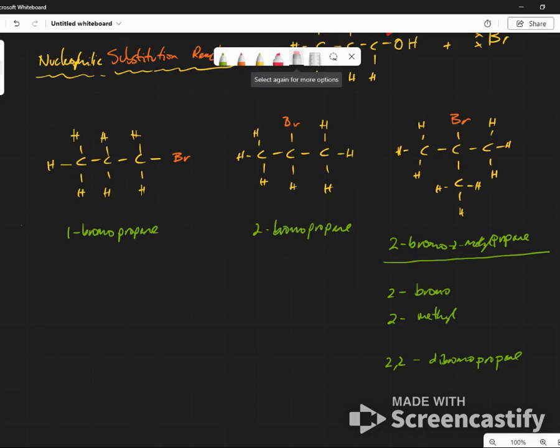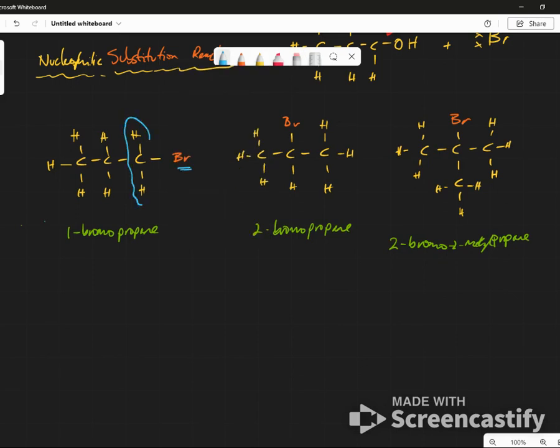Guys, don't kill yourself with names, eh? You'll just learn those as you go along. Now, can you see, we've done this before in a previous video. What's this bromine attached to? It's attached to a CH2. What's this bromine attached to? It's attached to a CH. And this bromo is attached to a C.